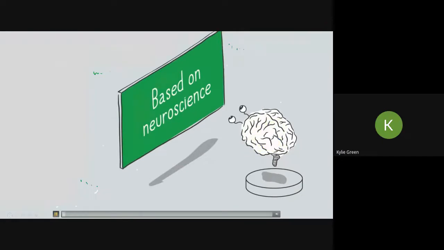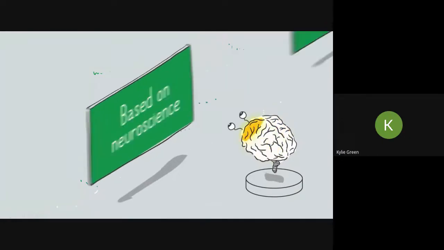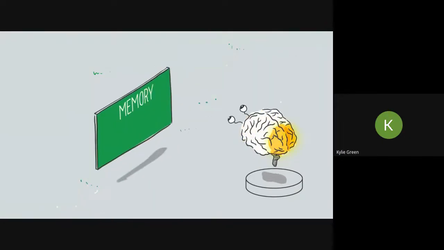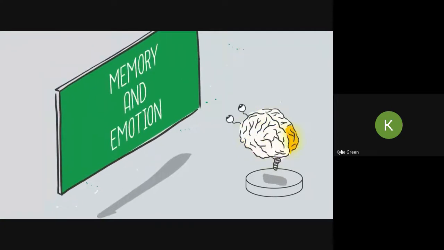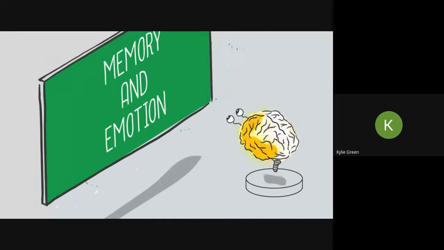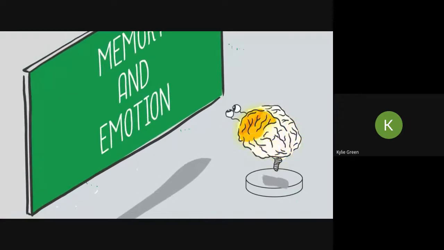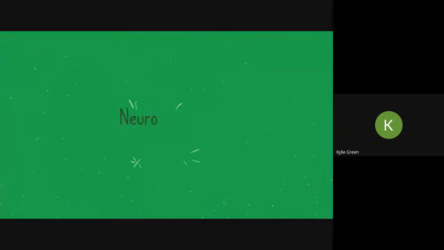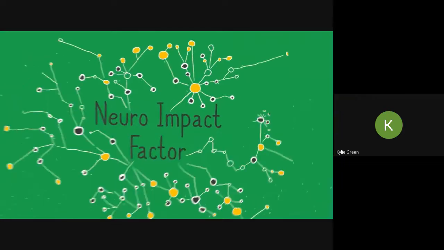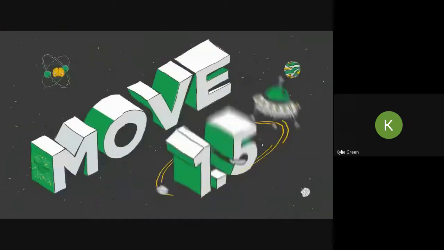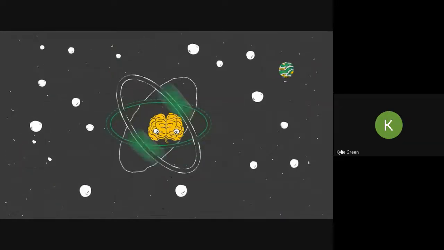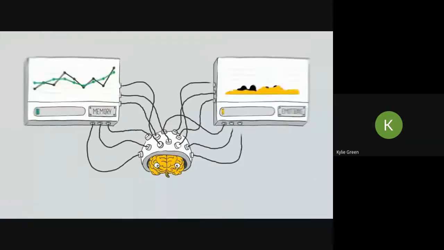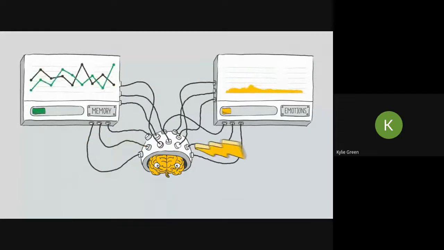Recent developments in neuroscience are helping us get closer to knowing how the brain works, what we remember, and how this relates to our actions. That's great news if you want to make sure your campaign hits the mark. Meet the Neuro Impact Factor, a new metric available in Move 1.5. The Neuro Impact Factor comes from our study that recorded the key moments when long-term memory and emotion peak in the brain.